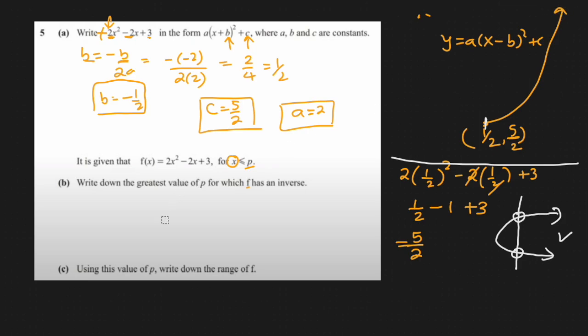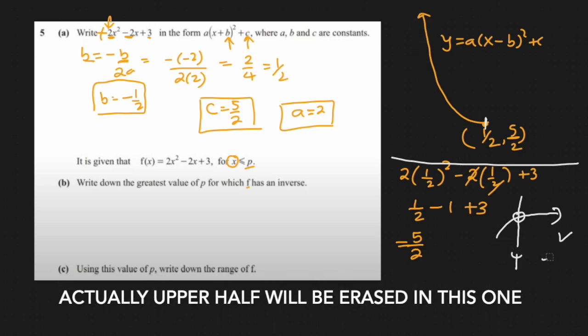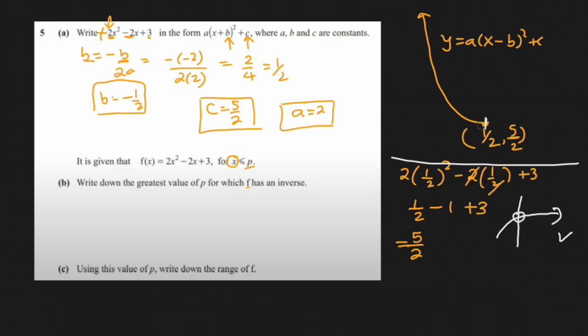Then the greatest value, they're saying greatest value, will be here, which is unknown, right? And I cannot write that greatest value as infinity. That means I have to erase the other part. So let me erase this one. Now I have erased the lower part, and we have only one y value for every x, and it has an inverse. So the greatest value of x, I'm repeating, is the x coordinate of the vertex, which is half. So p, greatest value, is half.